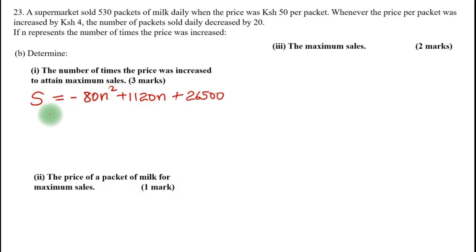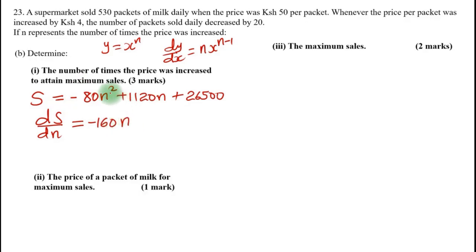Therefore, in this case, we differentiate total sales with respect to n. Just to remember, if y is equal to x to the power n, then the derivative dy/dx is given as n times x to the power n minus 1. We multiply by the power and then reduce the power by 1. So in our case, we differentiate each term. This will be minus 160n, since 2 minus 1 is 1, and then plus, so the other one will be, so we multiply.